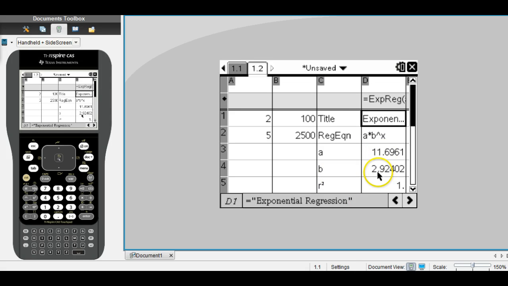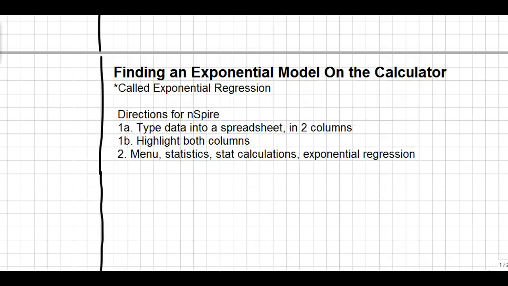Then we simply copy that down. So we got 11.7 and about 2.92, which is about what we got when we did it by hand.